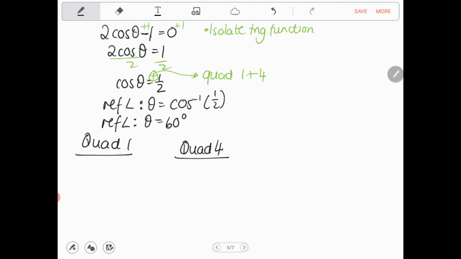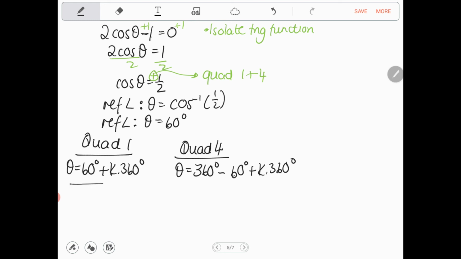Remember quadrant 1 is going to be my reference angle plus k lots of 360, and quadrant 4 is 360 minus my reference angle plus k lots of 360. So that's finished. There are no like terms there. This one's going to be 300 plus k lots of 360, and k is an element of z. And those are all our solutions.